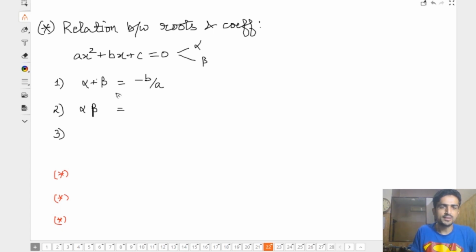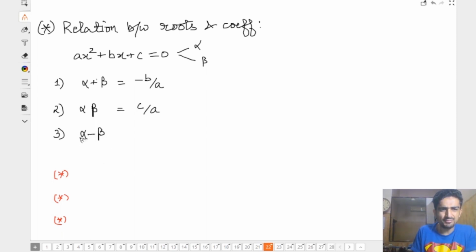Alpha plus beta is minus b by a and alpha beta is c by a. One is the sum of roots, one is the product of roots. Most of us know this and we have played with such things in 10th also. One thing you might not have seen so far is the difference of roots.